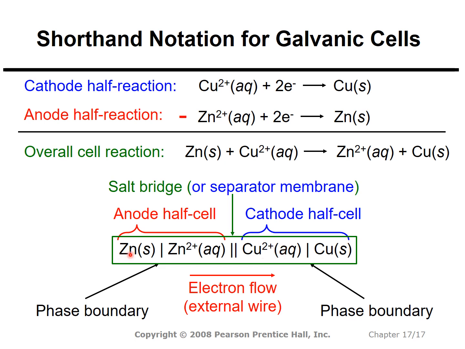Of course, zinc is going to zinc 2 plus and copper 2 plus is going to copper in the galvanic cell. So from left to right. Between those two compartments, we have double vertical lines, which indicates a salt bridge or separator membrane. Zinc would generate some electrons and then they go along the external wire, then finally reach the copper. So electron flow is also from left to right. This is the shorthand notation for galvanic cells.